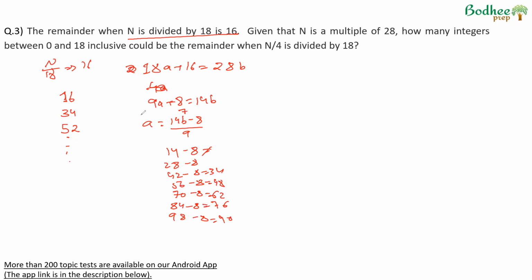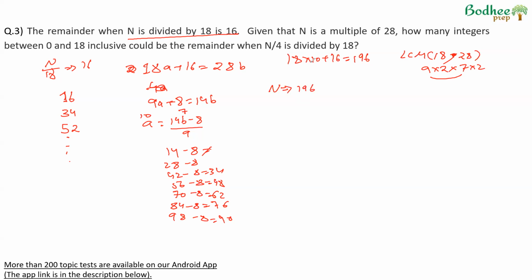So if this is 7 and this is 10, we can say the number is 18 into 10 plus 16, that is 196. So the values that n can take will be 196, and thereafter the LCM of 18 and 28. What is the LCM of 18 and 28? It will be 9 into 2 into 28, which is 7 fours, 7 into 2. So 63 into 4 will be 252. So the values of n could be 196.